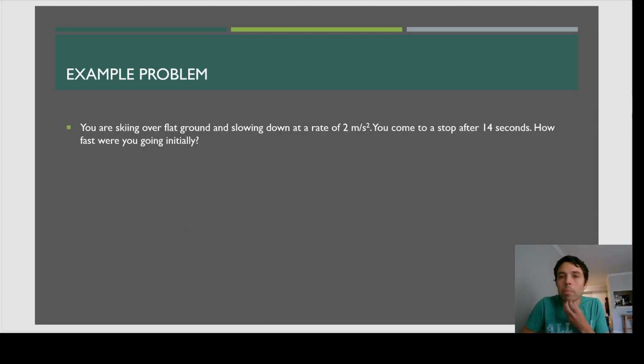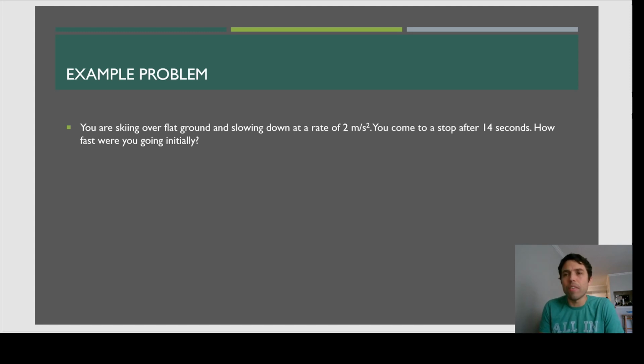All right, so one more problem, and feel free to stop the video and try to solve the problem on your own, and then check yourself with me afterwards. That's totally fine. I'd encourage you to do that. So, here we go. You are skiing over flat ground and slowing down at a rate of 2 meters per second squared. You come to a stop after 14 seconds. How fast were you going initially?